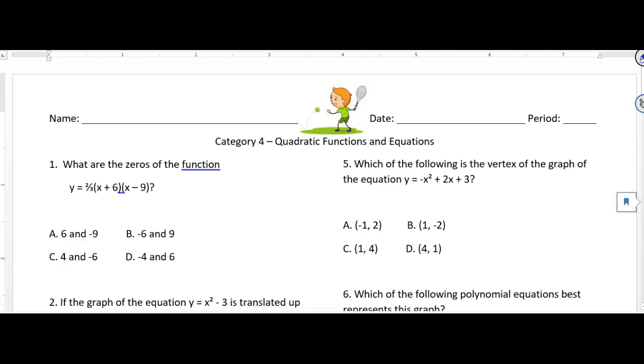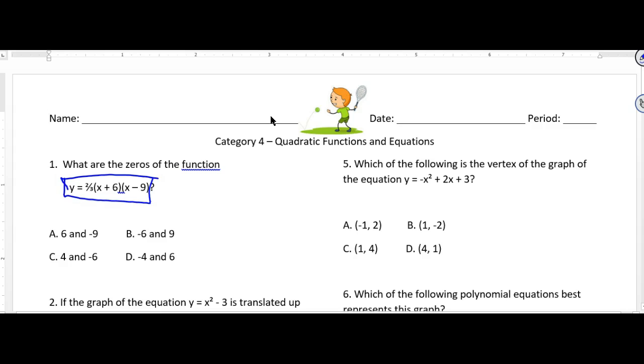Category 4, STAAR review, quadratic functions and equations, everything about parabolas. We start with number 1. We're looking for the zeros of this function. So we've got an equation.